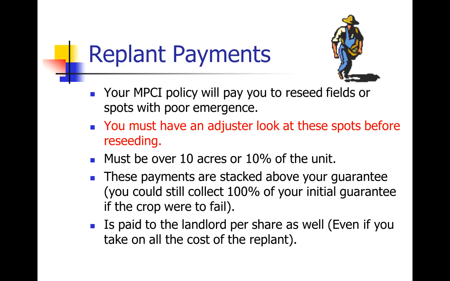These payments are stacked above your guarantee. This is a real quick example. If you're guaranteed $100 an acre on your crop insurance, and then you get a $30 an acre replant payment, that doesn't take away from the $100 an acre you could receive at harvest or if that unit got hailed out.